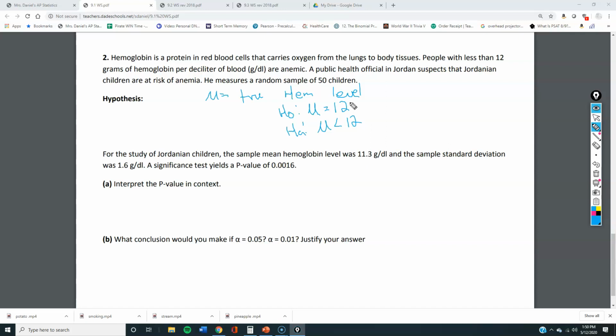Interpret the p-value in context. Alright, this tells me there is a 0.16% chance of finding a sample of 50 children with a mean of 11.3 or lower.